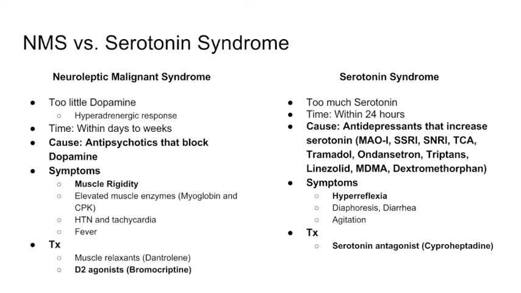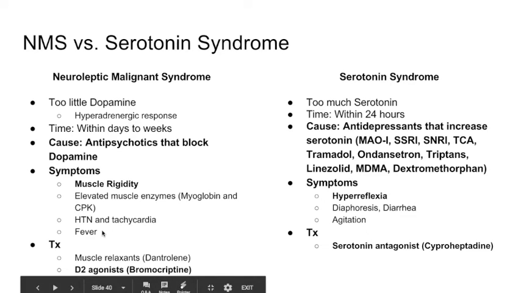So if you think of it, too little dopamine stimulates the hyperadrenergic symptoms. I think of it as going after the muscle and attacking the muscle, making the muscles rigid. So the biggest symptom is muscle rigidity. As a consequence of muscle rigidity, you're going to get elevated muscle enzymes. If you measure the myoglobin and the creatine phosphokinase, the CPK, you'll find that they're elevated in neuroleptic malignant syndrome. You also get hypertension and tachycardia because of the hyperadrenergic response, and you'll also get fever.